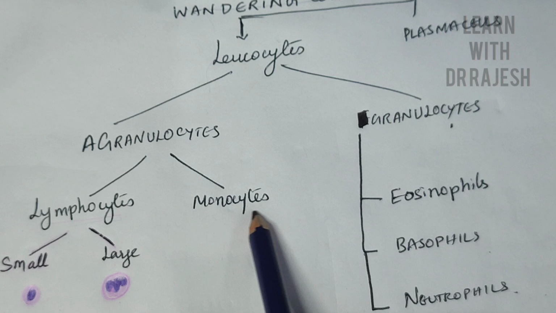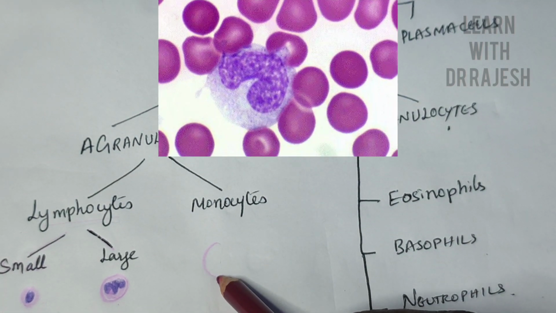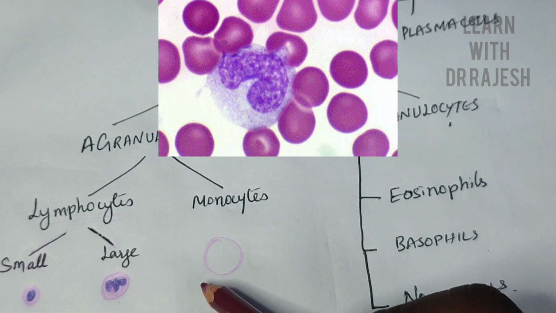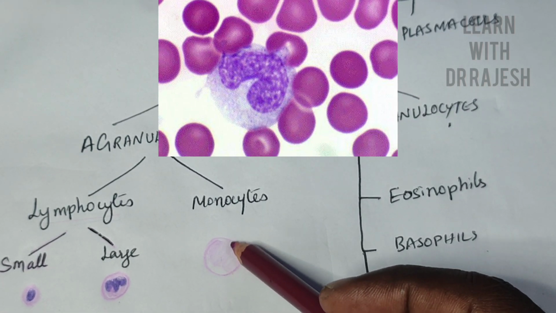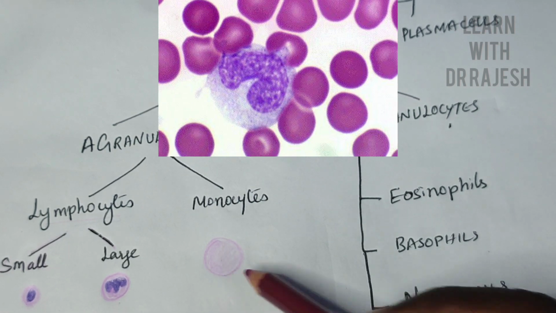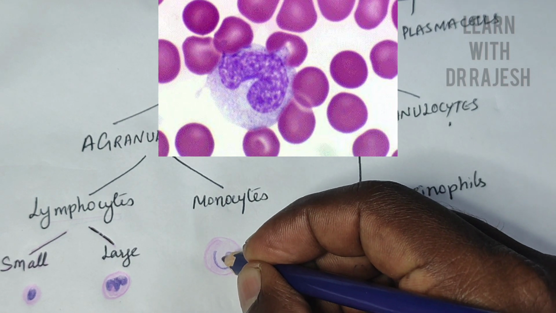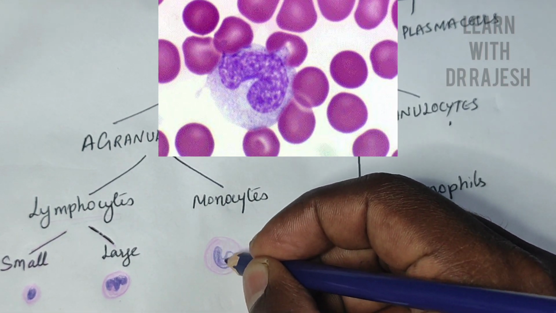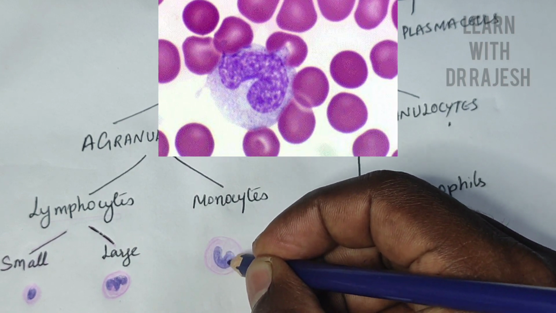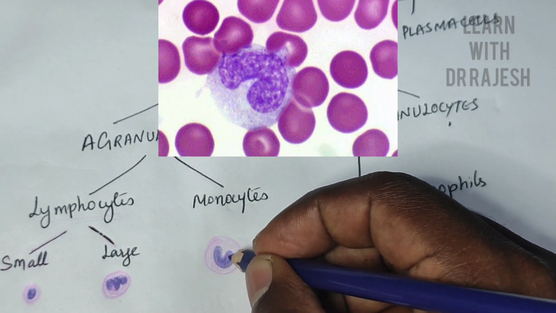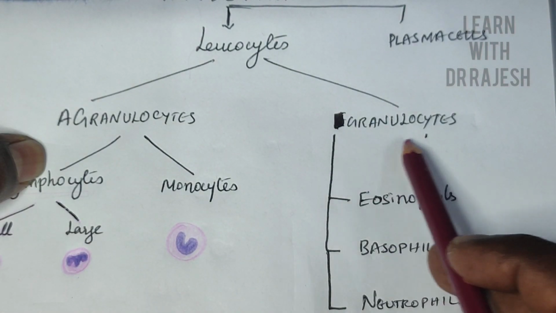Next type of cells are monocytes. Monocytes are large cells with plenty of cytoplasm, and the nucleus is kidney shaped. You can see the nucleus is somewhat kidney shaped. So this is the shape and the arrangement of the nucleus in a monocyte. Next, let's see how to draw these granulocytes.